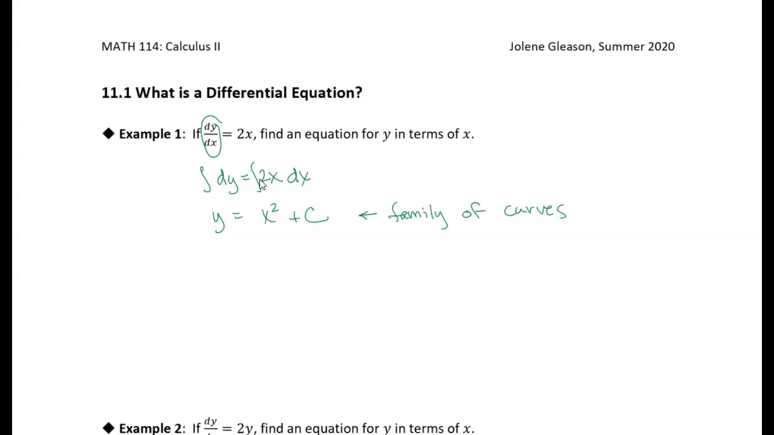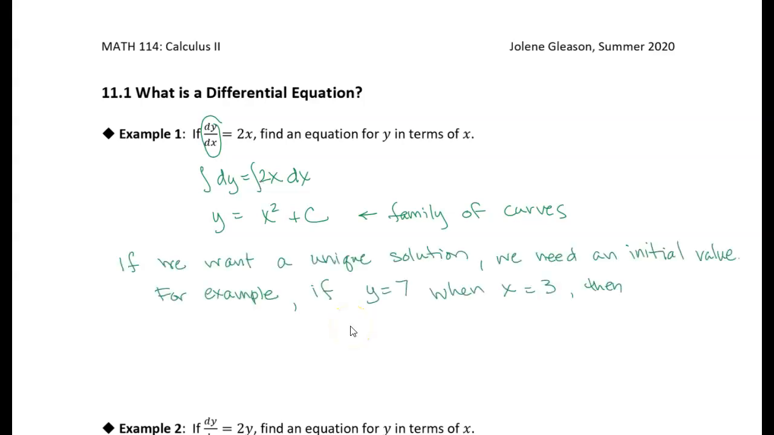So it's not a unique solution, but what if we wanted a unique solution? Could we find one? The only way that we can find a unique solution is to have an initial value. For example, let's say we have this initial condition where y is equal to 7 when x is equal to 3. If we know that, then we can take our general solution, y equals x squared plus c, and we can find c.